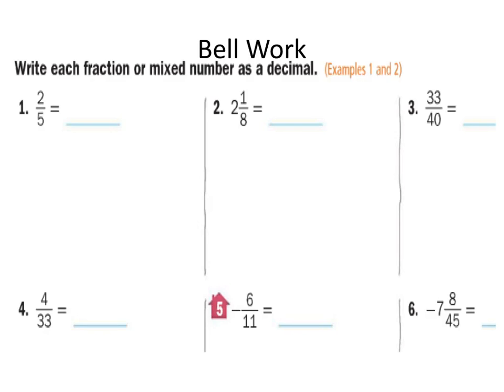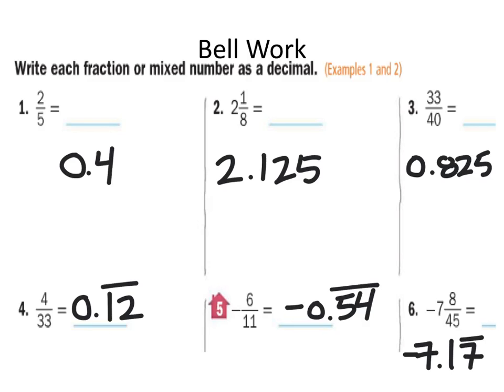All right, so hopefully you guys got those 6 done. Here are the answers. And yeah, you should be using bar notation where the decimals repeat, specifically like number 6, where only the 7 repeats. That's the only number you need the bar over instead of, you do not need it over the 1 there.